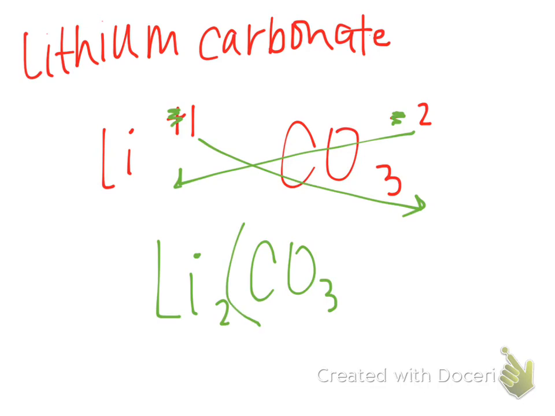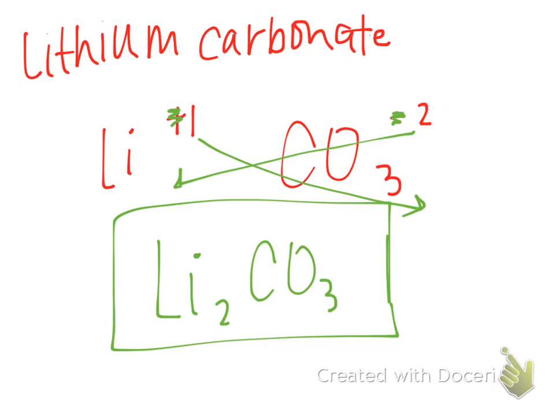We are going to have to use parentheses if there's more than one of those polyatomic ions, but in this case, there's not more than one, so you don't have to include the parentheses, okay? So final answer looks just like this. Li2CO3. Okay, and it would be called lithium carbonate, right? Polyatomic ions keep their name.